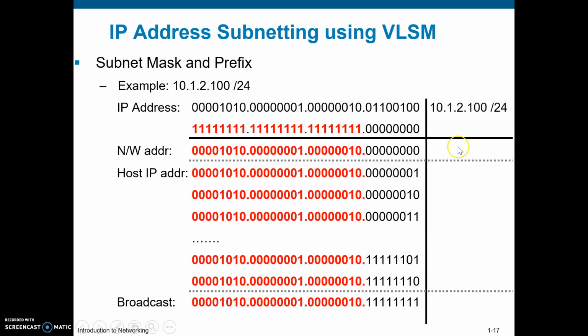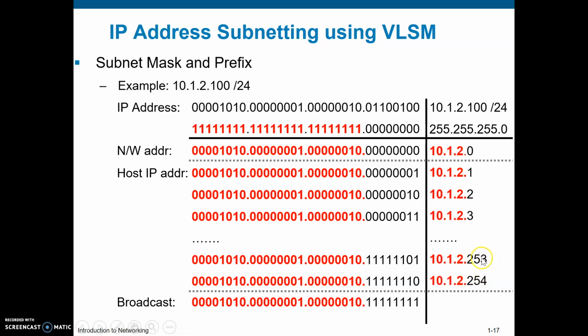Convert them into decimal. This is the IP address. This is the subnet mask. This is the network address. This is the first host address you can use, and all the way to the last one that we can use. The broadcast address will be .255. So this is VLSM, the very first example, which is a very simple one, /24. Again, network address, broadcast address, and the valid host addresses are the addresses in between.